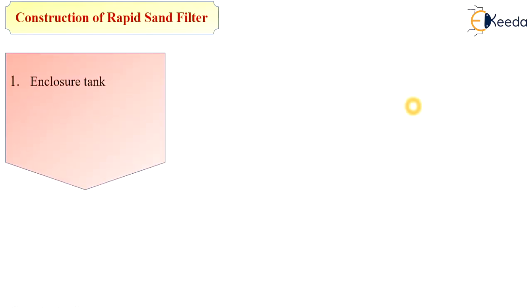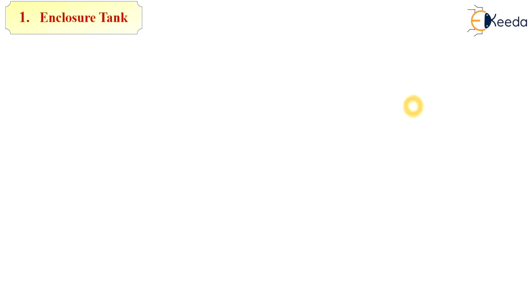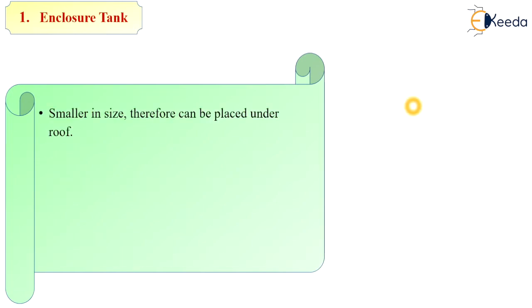Construction of the rapid sand filter. Similar to the slow sand filter, there is an enclosure tank, filter media, base material, and underdrainage system. Let's see its components one by one. First is the enclosure tank. It is smaller in size, therefore it can be placed under a roof. For the slow sand filter the size of the rectangular basin is large, but the rapid sand filter is smaller in size, therefore it can be placed under a roof.